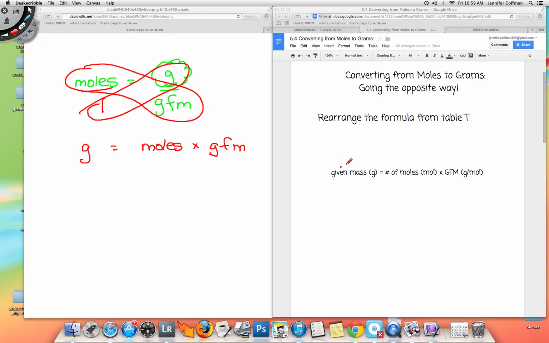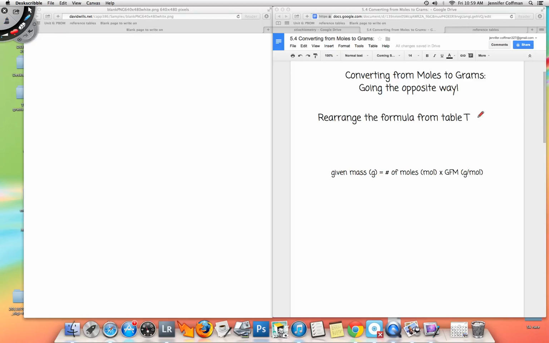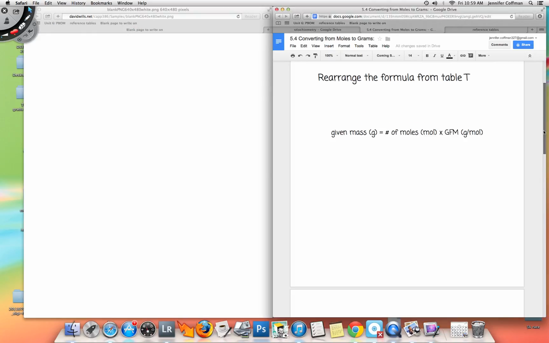So we end up with given mass, which is in grams, times the number of moles, which is what's going to be given to you in the problem, times the gram formula mass. And there's that gram formula mass again. You have to know how to calculate gram formula mass. Alright, let's try a problem. Let's see if we can make this video a little bit shorter than the last one.